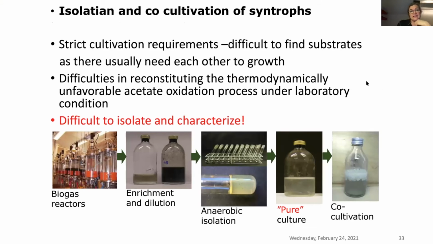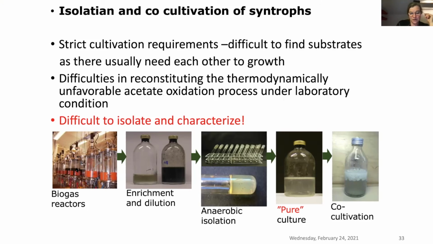When it comes to isolation and co-cultivation of these syntrophs, if you want to study them, that's actually very difficult, because they have very strict cultivation requirements. You have to cultivate them without oxygen in a reduced environment. And it's also difficult to find a substrate. So if they need each other, how can you isolate them from each other? That means it is quite difficult to reconstitute this acetate oxidation process under laboratory conditions.